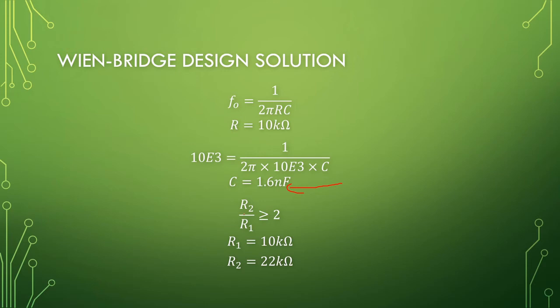Okay, so that is our first part, we have our RC. And R2 over R1 should be greater than 2, meaning R1 is the smallest resistor. Choose R1 as 10K, and to have a ratio a little bit larger than 2, we can choose R2 to be a 22 kilo ohm resistor.